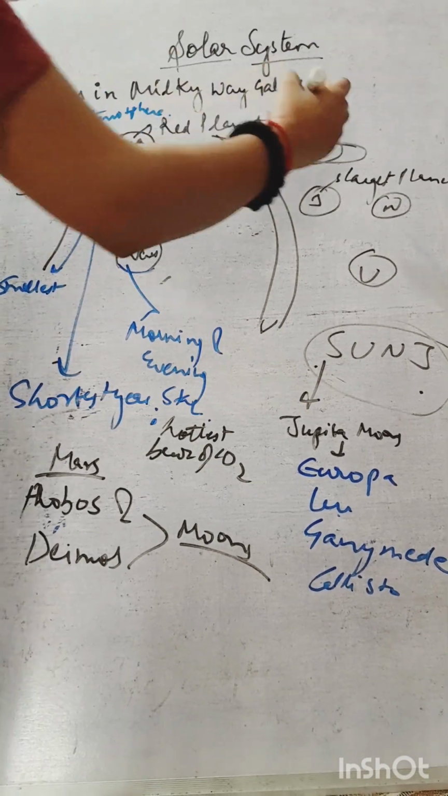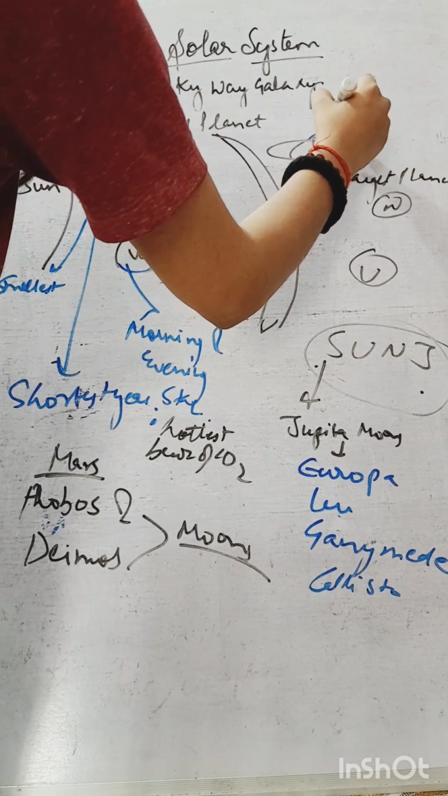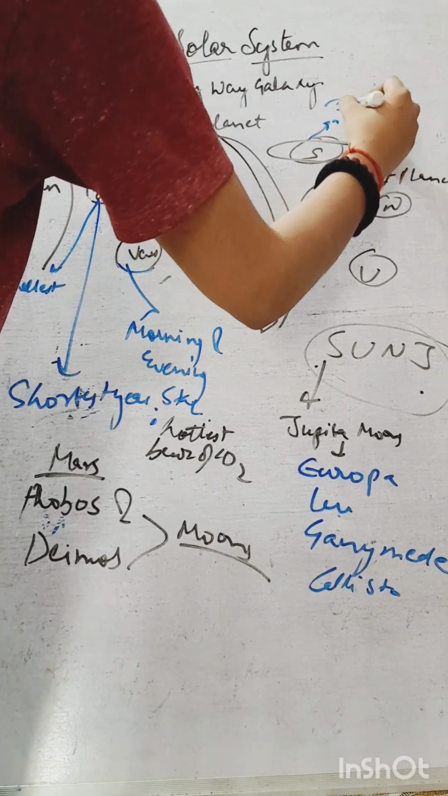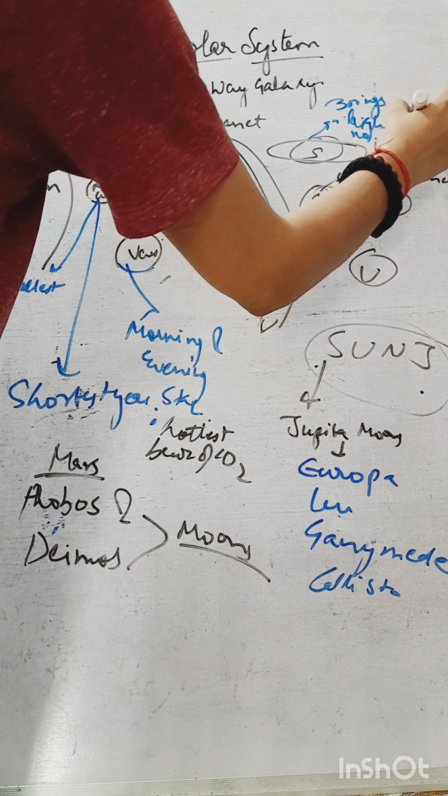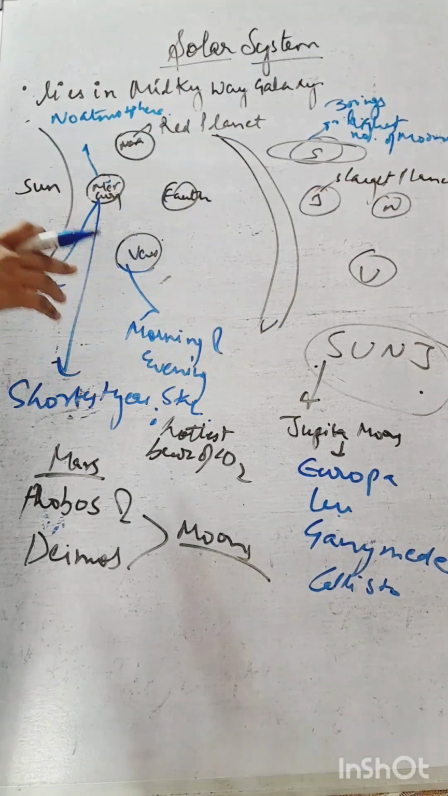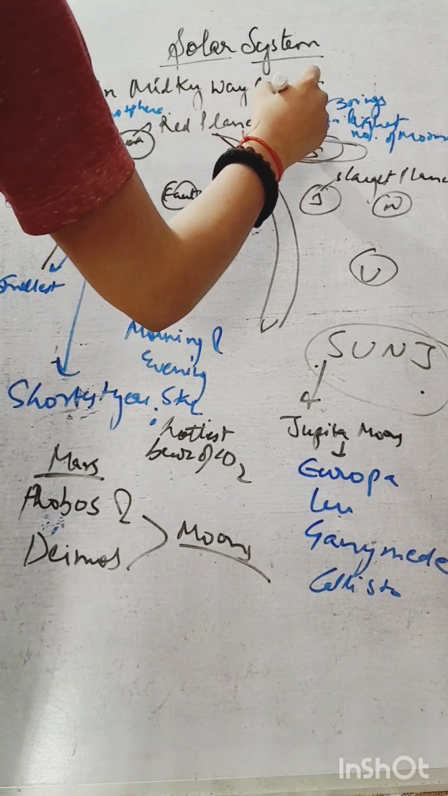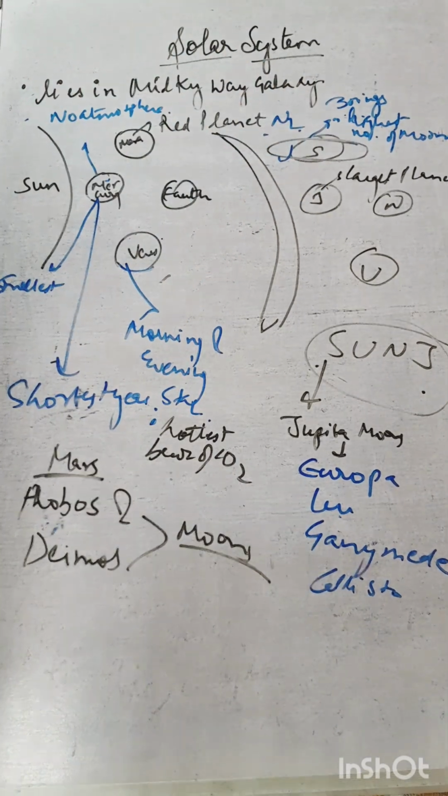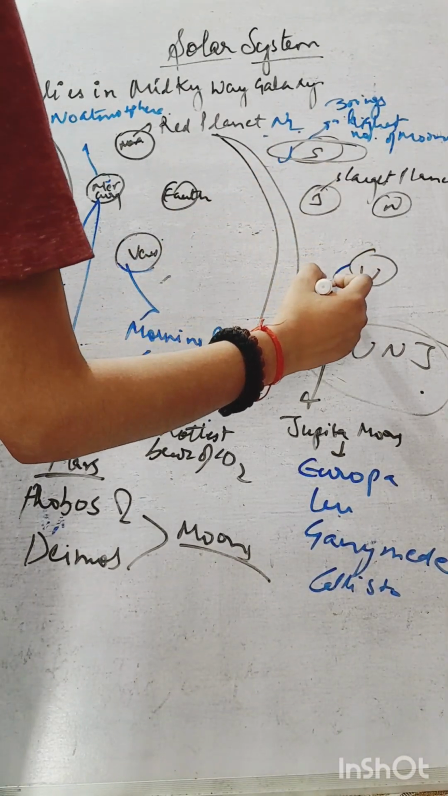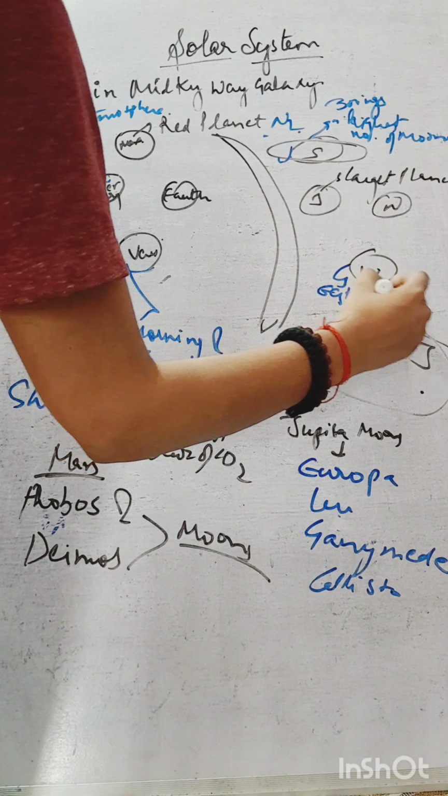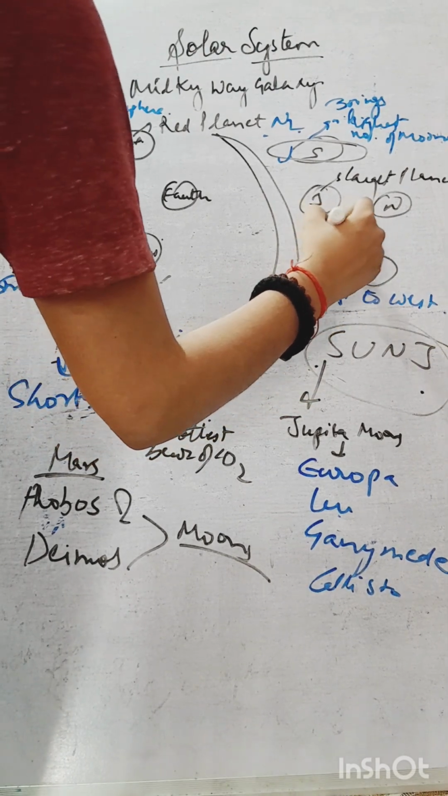Talking about Saturn, it has rings, and it also has the highest number of moons, while no moon is there with Mercury and Venus. And here the presence of nitrogen is there. Okay. Talking about Uranus, it rotates from east to west, and it is also known as the green planet.